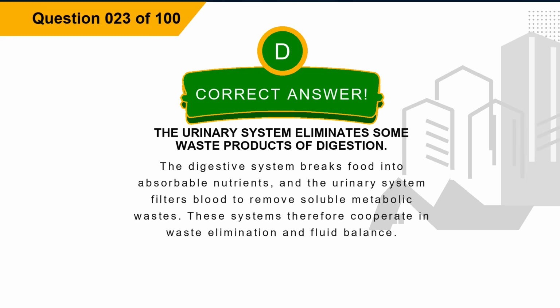The correct answer is option D, the urinary system eliminates some waste products of digestion. Explanation: the digestive system breaks food into absorbable nutrients, and the urinary system filters blood to remove soluble metabolic wastes. These systems therefore cooperate in waste elimination and fluid balance.